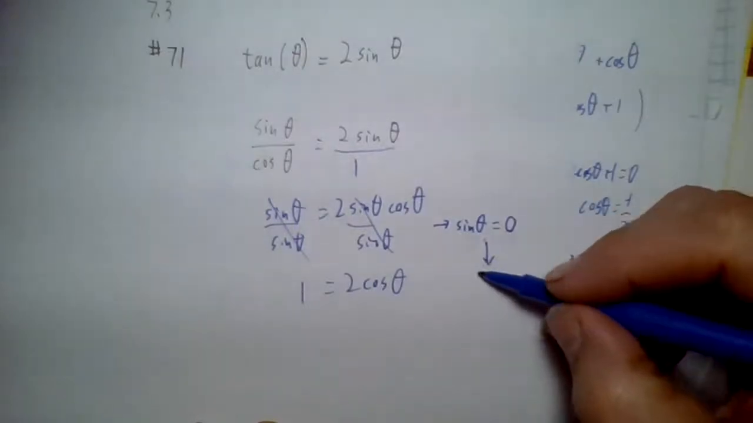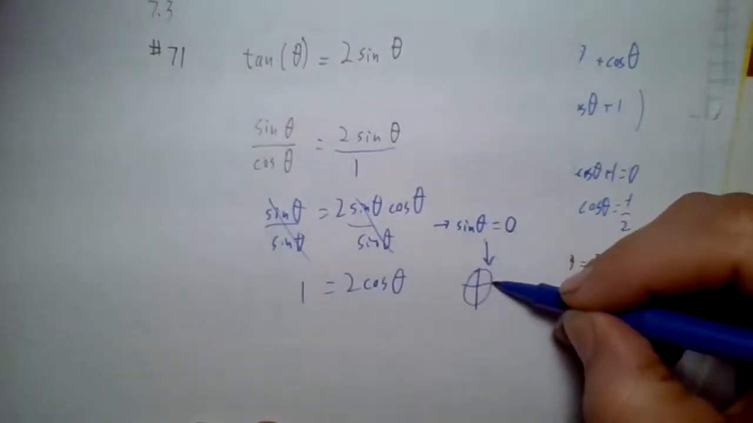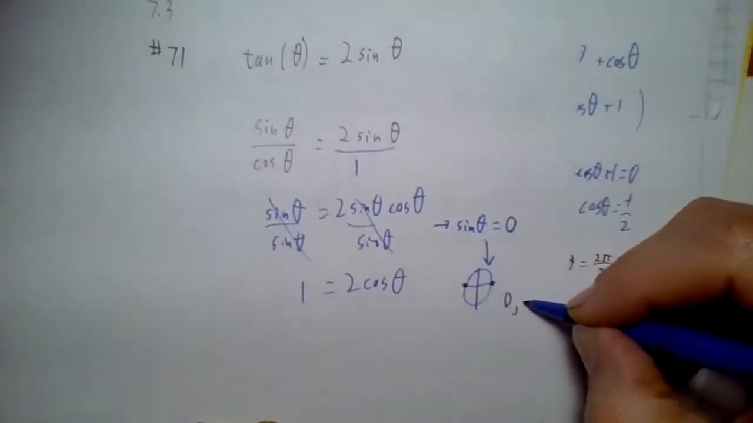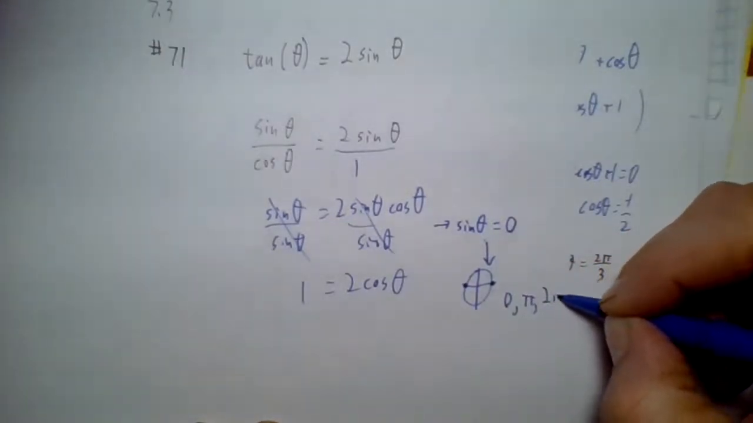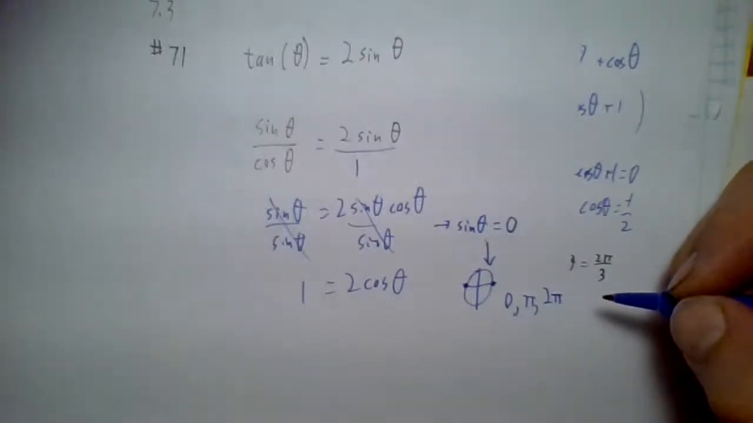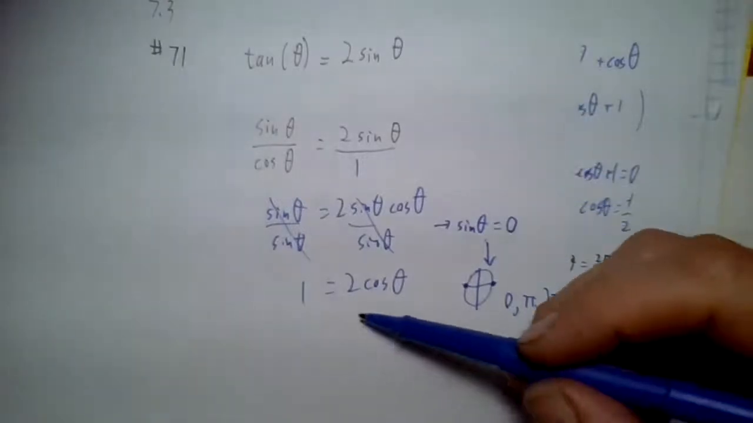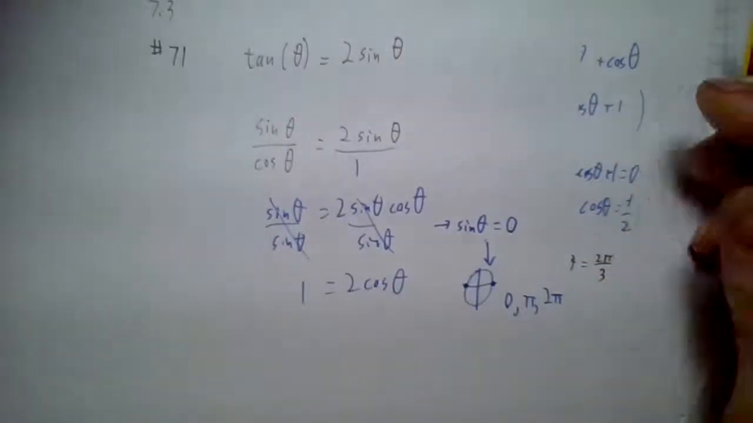Sine is equal to 0 at these 2 points on the unit circle, when y is 0 here. So at 0, pi, 2 pi actually we throw in. Those are the values where sine is equal to 0. Those are solutions of the original thing. But then we're going to get more solutions from this piece.